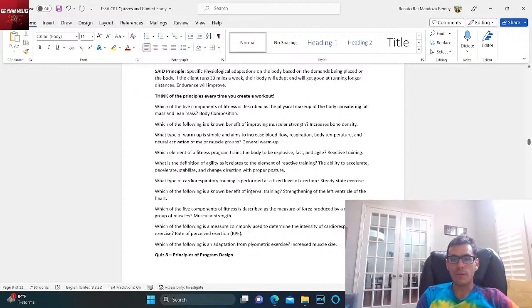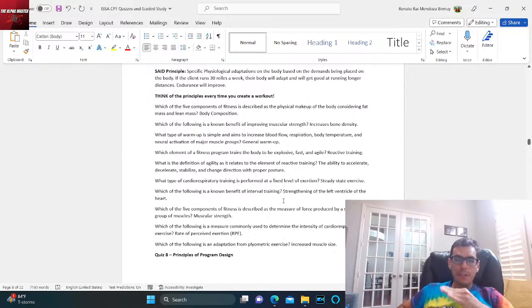What type of cardiorespiratory training is performed at a fixed level of exertion? A steady state exercise is performed at a fixed level of exertion. Which of the following is a known benefit of interval training? A known benefit of interval training is going to be the strengthening of the left ventricle of the heart.